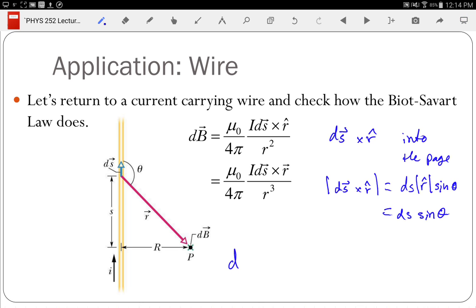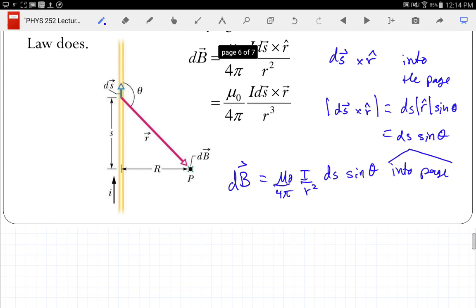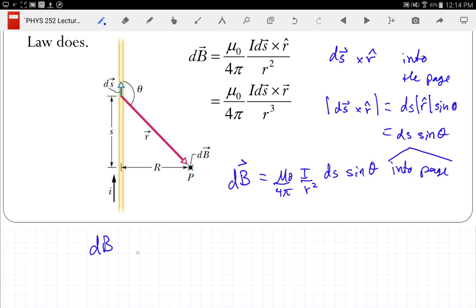So now I can put dB vector is equal to mu naught over 4 pi, I over r squared, ds sine theta, into page. Right, the into page is my direction. I'll put a hat over it. It's a unit vector, into the page. Now, I'm going to quickly just say dB magnitude is equal to mu naught over 4 pi, I over r squared, ds sine theta.